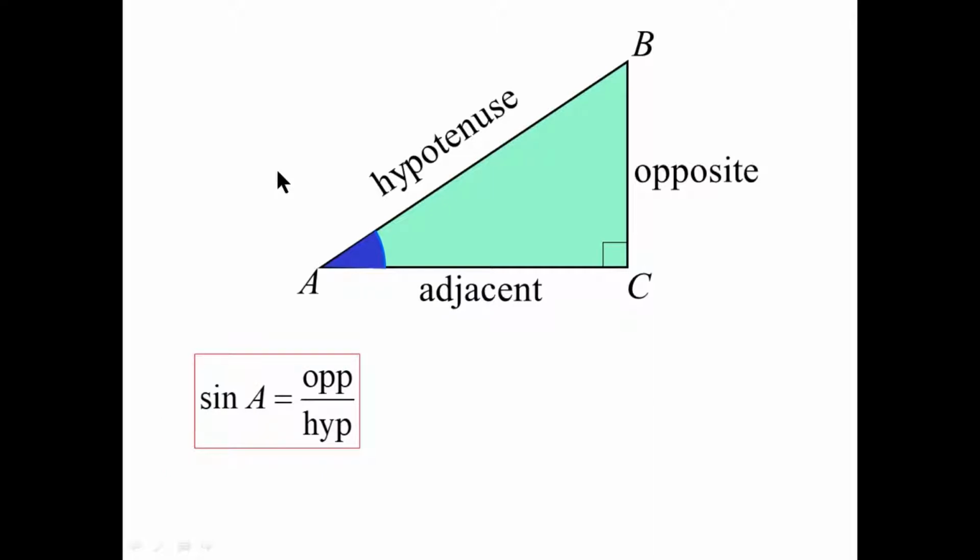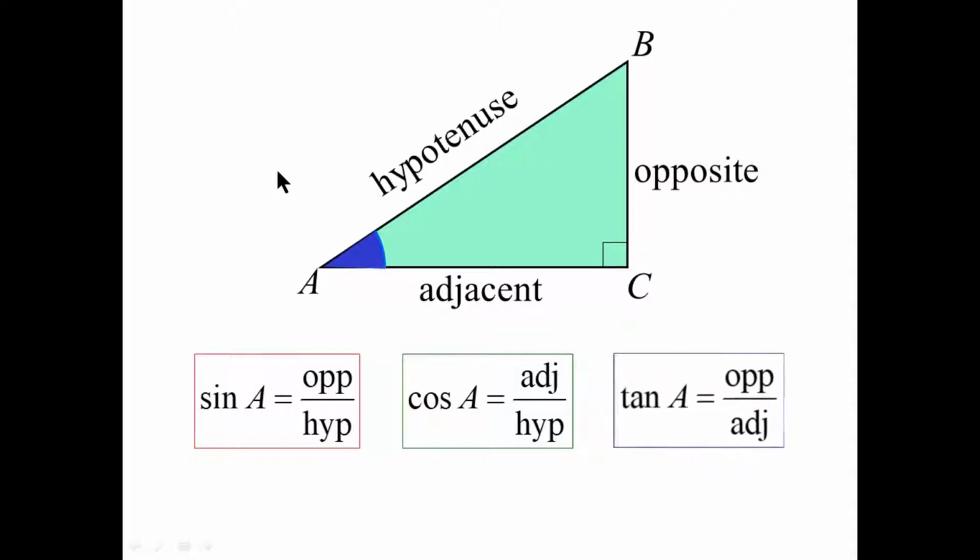And so when it's opposite over hypotenuse, we call that the sine of A. It's actually S-I-N-E, but short form S-I-N, sine A. And when it's adjacent over hypotenuse, we call that the cosine of A. And when it's opposite over adjacent, that fraction formed by taking the opposite side over the adjacent side, that's called the tangent of A, or tan A for short.